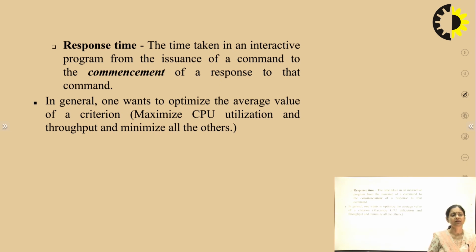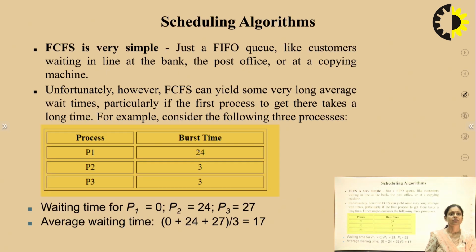In general, whenever we talk about CPU scheduling criteria, one wants to optimize the average value: maximize CPU utilization and throughput, and minimize all the others. We have different scheduling algorithms that we are going to talk about. They describe how the processes enter the system and get executed.